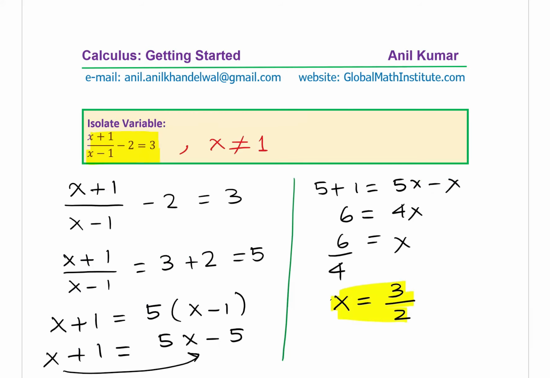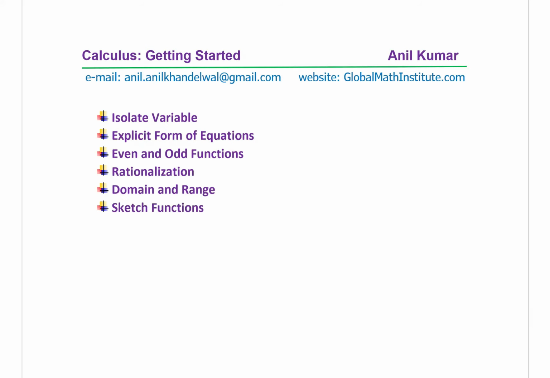So I hope with this you understand how we could isolate variables, how we could write an equation in explicit form, how to find whether a function is even or odd, how to write domain and range, and also sketch a function, then write domain and range.